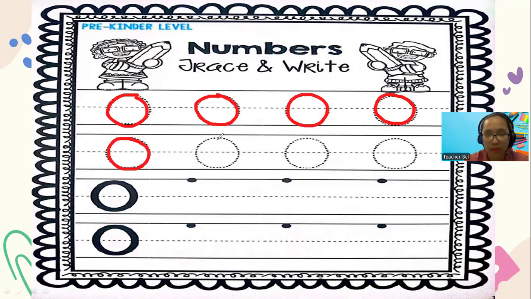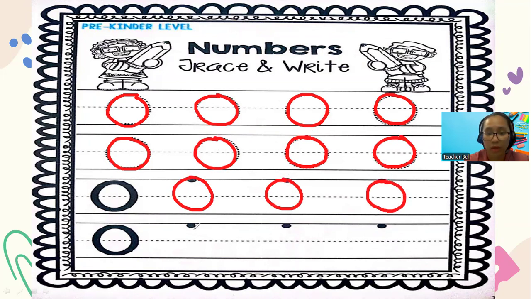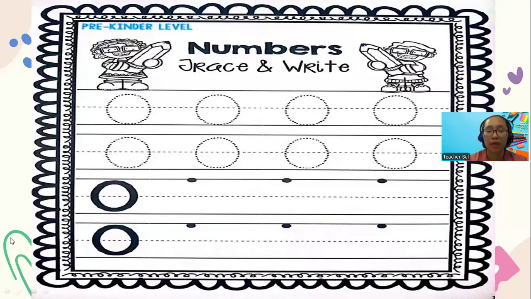So let's trace some more. And then another one. Trace. Let's go and trace again. Start always at the top. This is how you make your number 0. Now, if you're done with the work, good job. But if you're not yet done, pause the video. Play it again once you're done. I'll be erasing this one. Let's move on to the next.